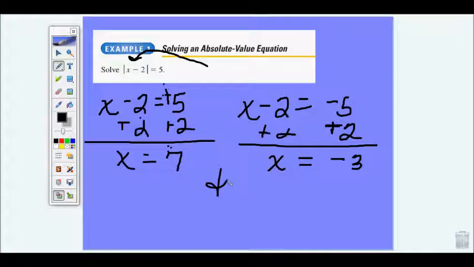And I could check those solutions. 7 minus 2 equals 5, and negative 3 minus 2 does equal negative 5. If I put them into their absolute values, 7 minus 2 is 5, and the absolute value of 5 is 5. And if I put in negative 3 minus 2 equals negative 5, and then I take the absolute value of that, the absolute value of negative 5 is 5, which brings me back to my original statement.